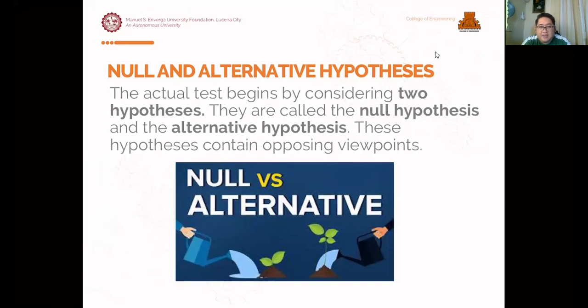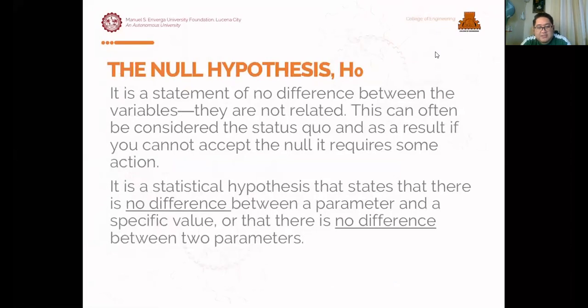Okay? Then, ano tong null hypothesis and alternative hypothesis? Ang ano lang sa kanya, lagi siya nagko-contradict ng viewpoints o opposing lagi yung viewpoints nila o contrary lagi yung viewpoints nila. Si null hypothesis, ang sabi niya, statement of no difference between the variables. Okay? They are not related. This can often be considered the status quo, and as a result, if you cannot accept the null, it requires some action. So, ibig sabihin lang kay null hypothesis, kung ano yung nakastate sa claim na figures or parameters, yun lang yung sineset niyang statement, no?